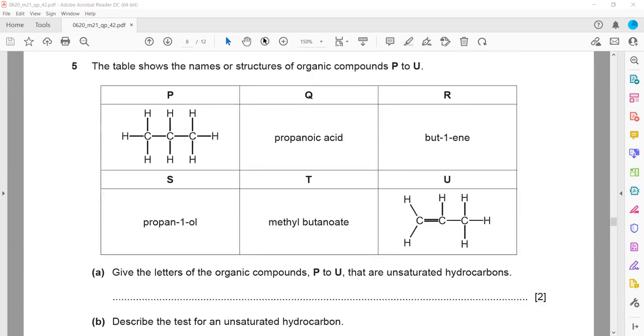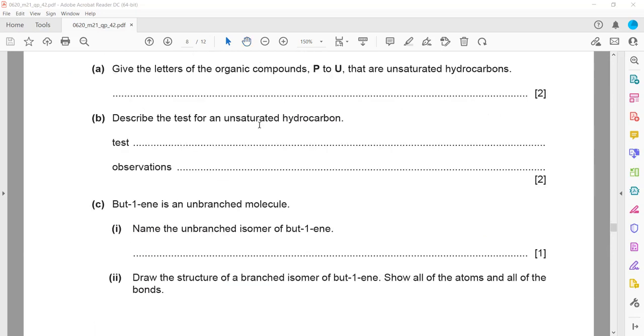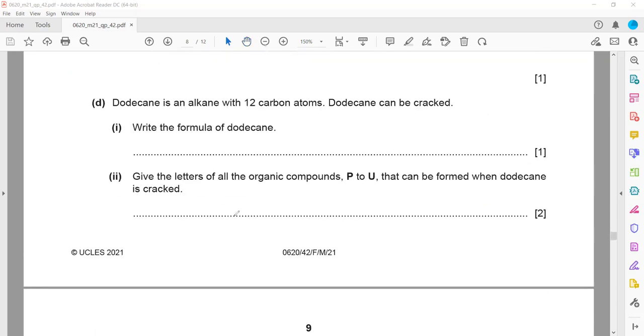When you check this one, P is an alkane, so this can form. Propanoic acid, no, because it's not a hydrocarbon. Butadiene, yes, because it's an alkene, it can be formed. Propanol is an alcohol, it cannot be formed by cracking. Methyl butanoate is an ester, it cannot be formed by cracking. And U is an alkene as well. So what compounds can be formed by cracking of dodecane? Because cracking produces alkane and alkene, the compounds formed will be P, R, and U.